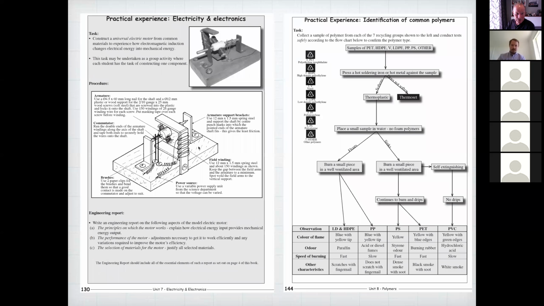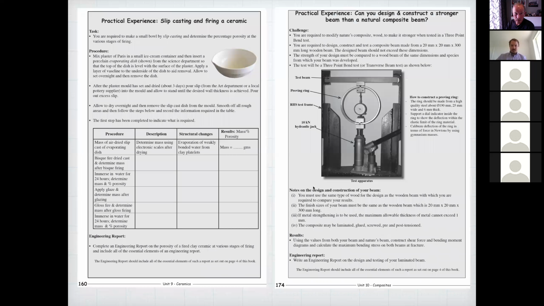And making an electric motor, that only takes 3 periods to do. Testing different samples of polymers to try to identify them using this flow chart. Making up with slip casting, they can work out what the percentage porosity of this is. That's a simple method of seeing how porous glazed and non-glazed ceramics are. And this one here is when we did bending stress.